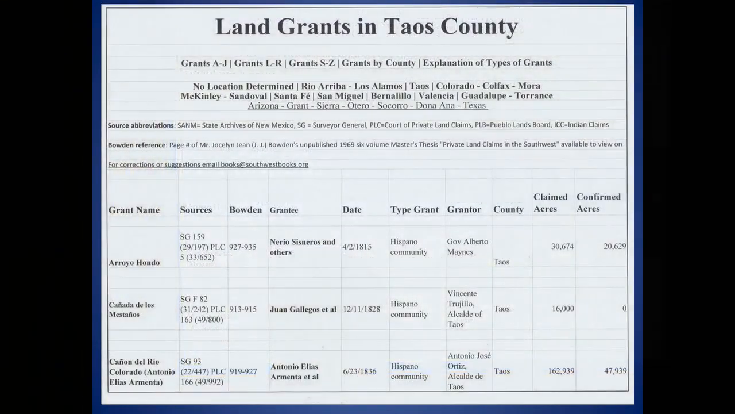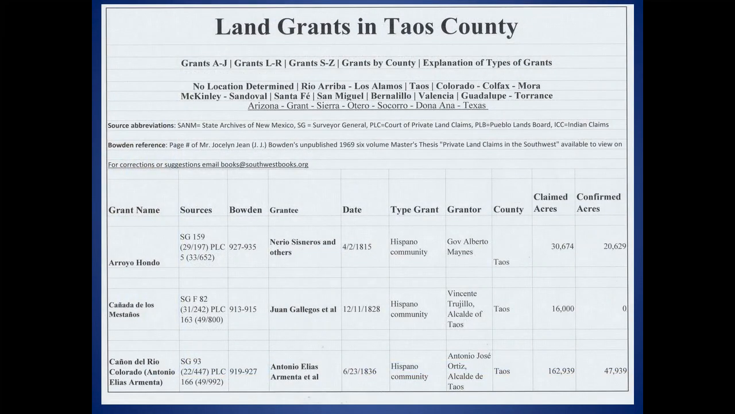This is the sheet I was telling you about earlier, and I think this is really purposeful. You can check the website, and you can find the particulars on each of the land grants: the name of the land grant, the source. SG stands for Surveyor General, the microfilm. The PLC is the Court of Private Land Claims. Bowden is the gentleman who I said did his master's degree and summarized the land grants. Who the grantee was, the date it was issued, the type of grant, the grantor, in other words, a governor or an alcalde, the county, how many acres were claimed, how many acres were confirmed. As you can see, there'll be a big discrepancy in that. Here's one that's 0.